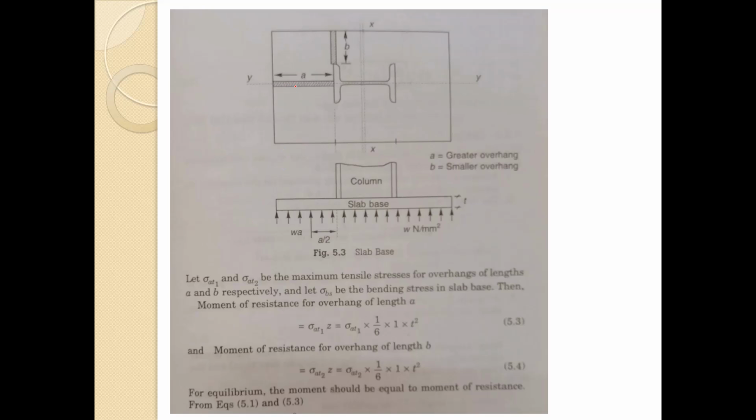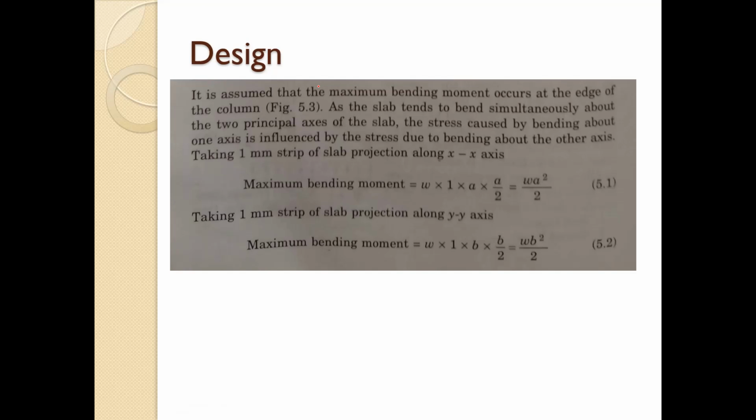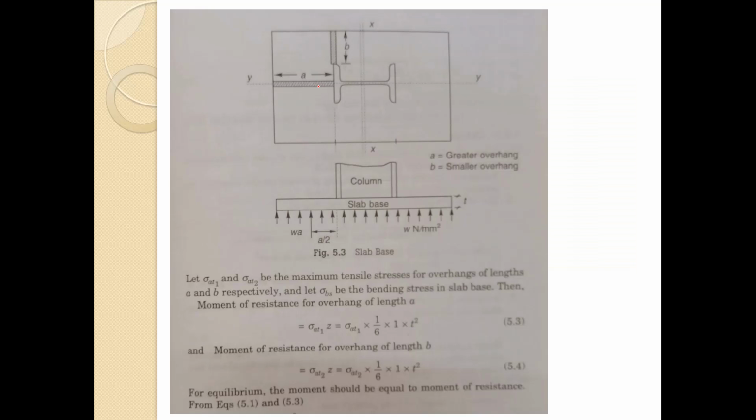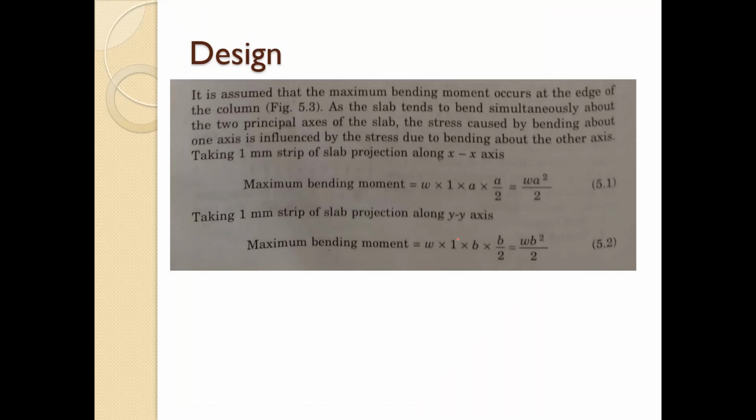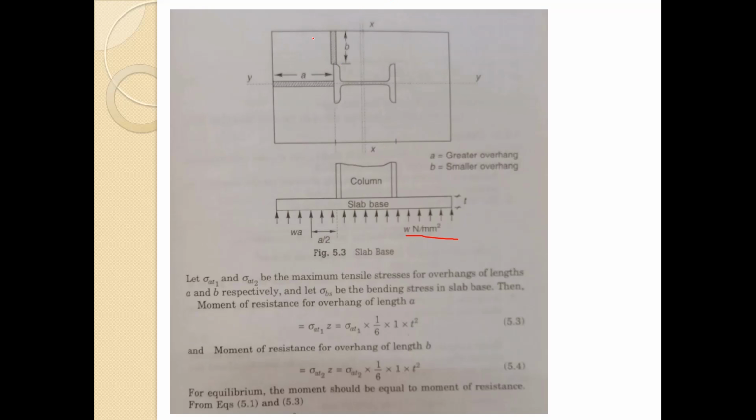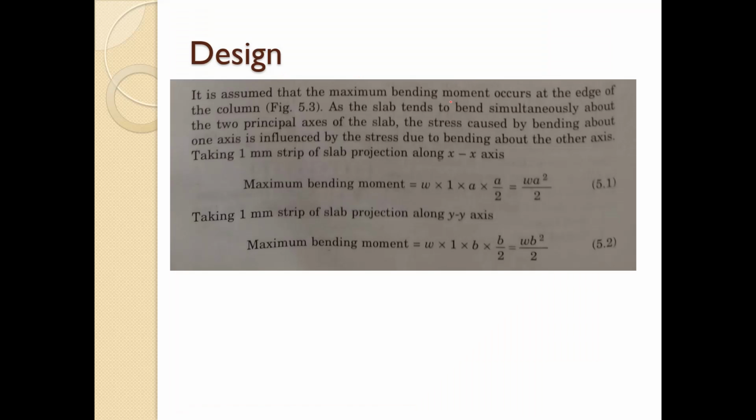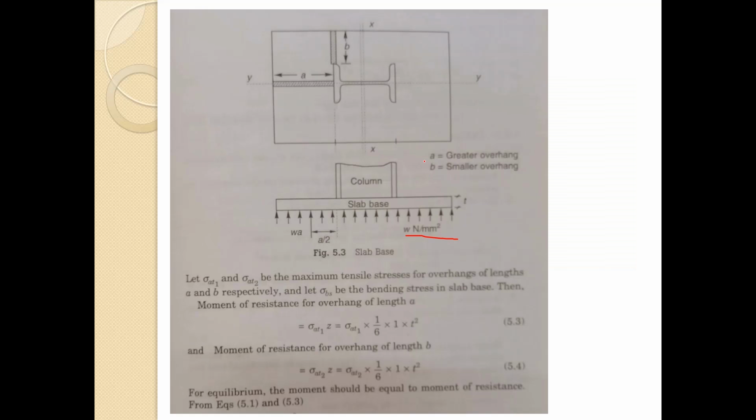So this strip we are going to consider. So what will happen? Now the maximum bending moment. W is the force from below. This is W Newton per mm square into 1, that is the width of the strip, that is 1 mm we are taking, into A, that is this A distance, and A by 2, that is the CG of this particular load.